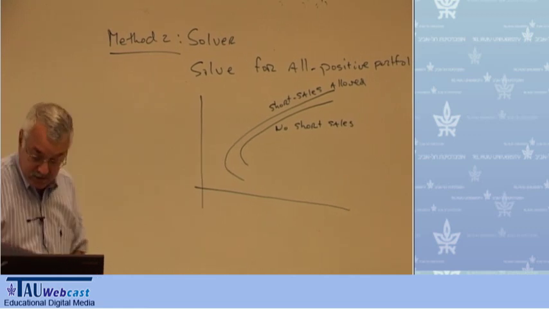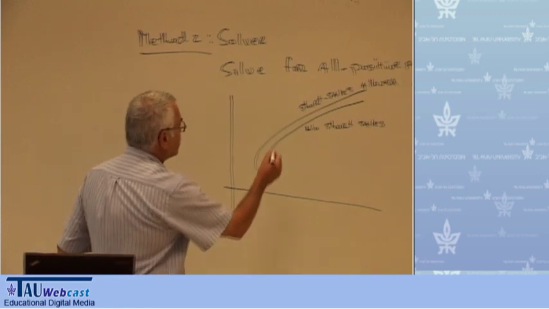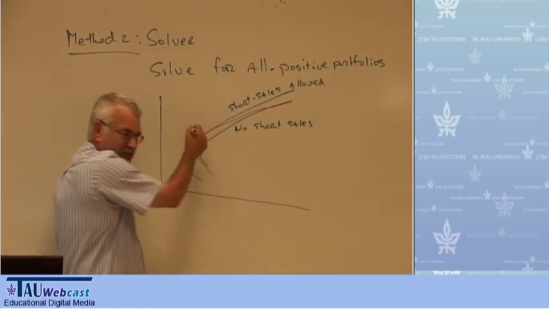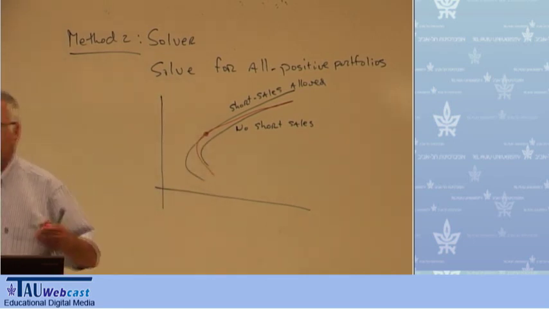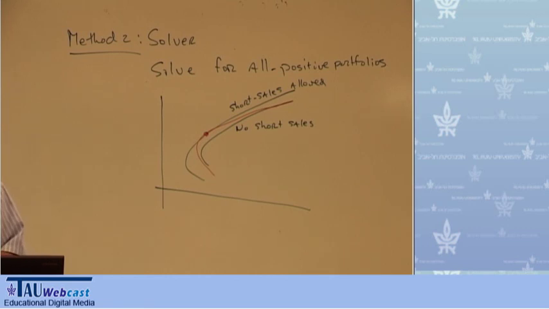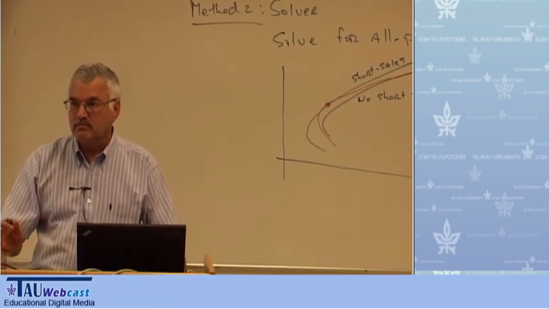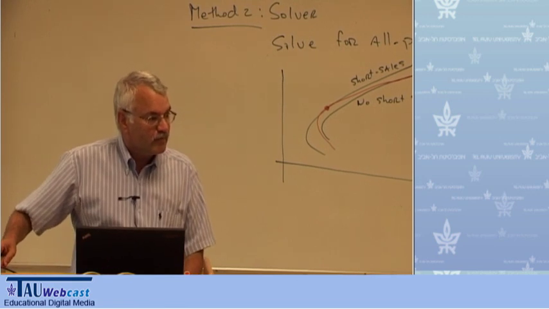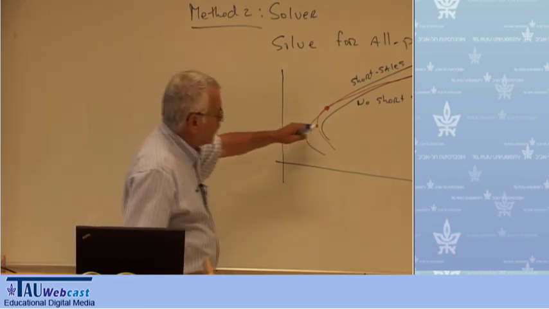Maybe it's not like this. Maybe it goes like this. It can't go above. But maybe over here there's a portfolio which is on both frontiers. And if that's the case, then there is a frontier portfolio which is all positive. What is the shape going to look like when short sales are allowed and not allowed? Why is it going to look like this?